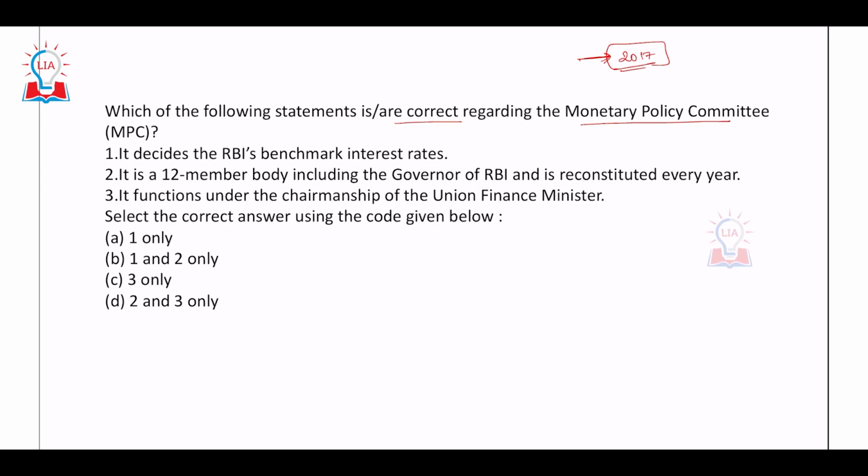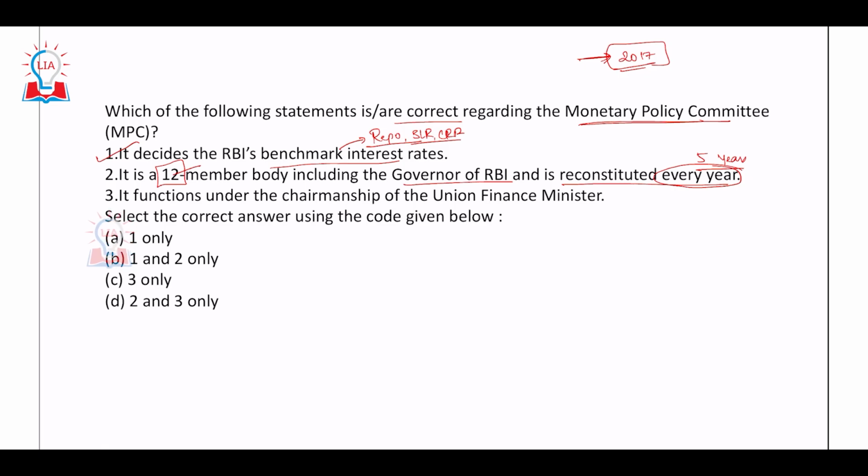So MPC decides the RBI's benchmark interest rates. When we say benchmark interest rates, repo, right? And then your SLR, CRR. This is all set or decided by MPC itself. So the first statement is right. It is a 12-member body. No, it is a 6-member body, including the governor of RBI, and it is reconstituted every 5 years once, right?